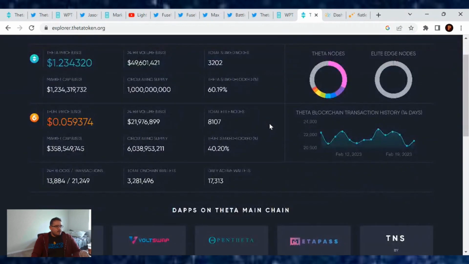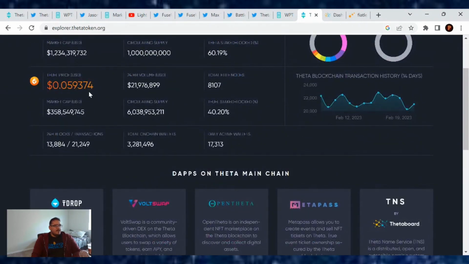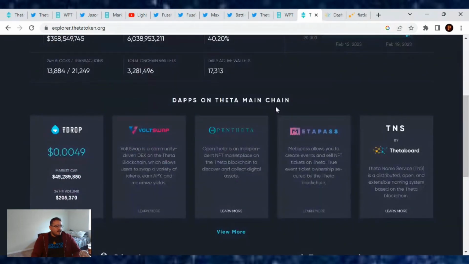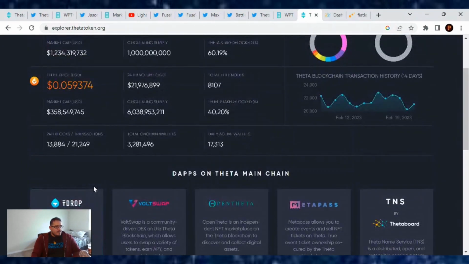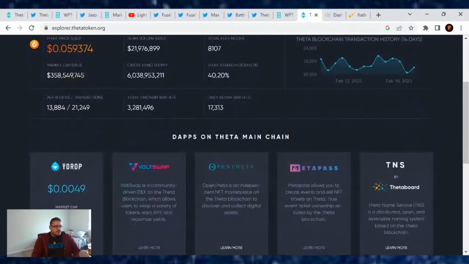Now taking a look at the T-Fuel price, T-Fuel at 0.059 cents with a market cap of $358.5 million. Trading volume is at 21.9 million. Total of the edge nodes is 8,107 and the T-Fuel staked and locked away is at 40.20%. Now looking at T-Drop's price, we're at 0.0049 cents with a market cap of $49.2 million and trading volume is 205,000.